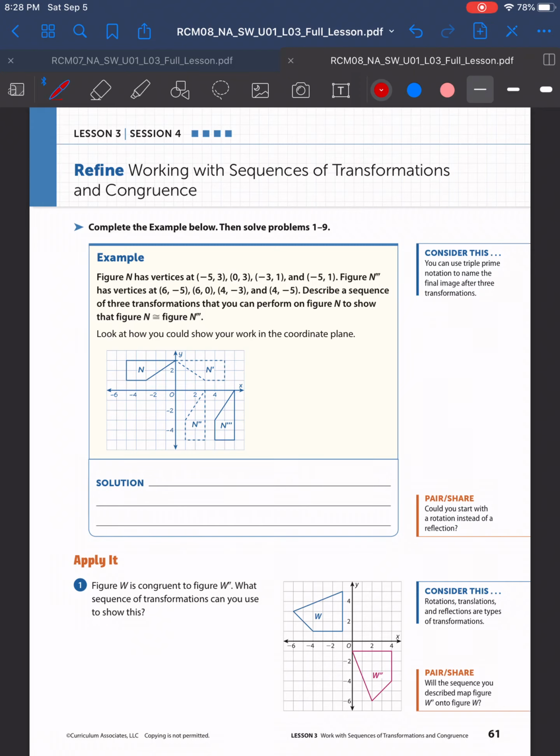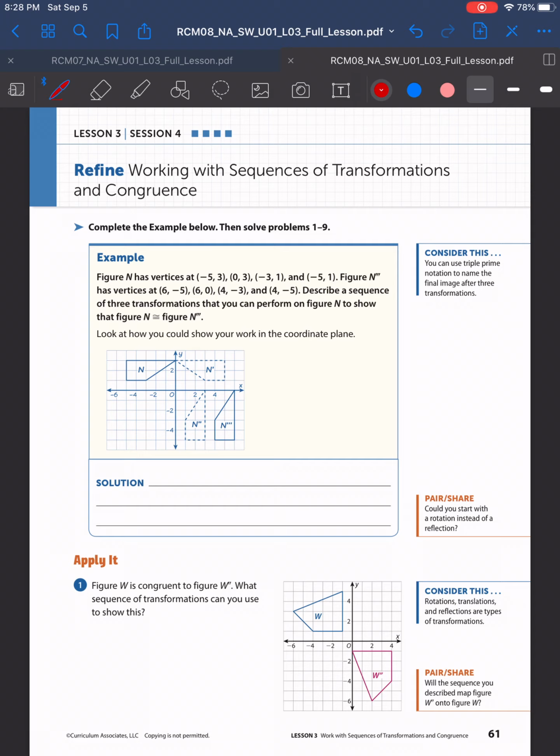Hi, 8th grade. All right, we are back doing lesson 3, session 4. We are working with a sequence of transformations and congruence. Basically, prove that it's congruent by showing me a sequence of transformations, kind of like what we did just the last lesson. Okay? All right, let's go to work on the example.